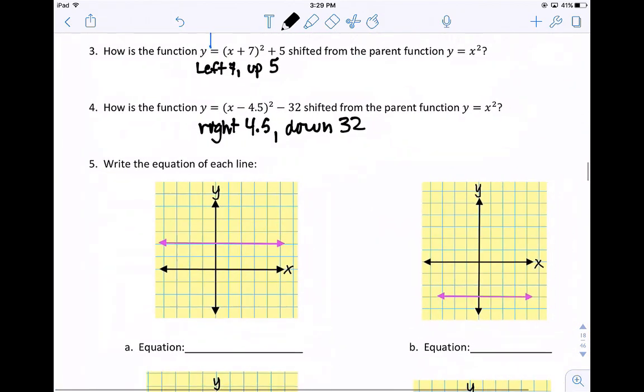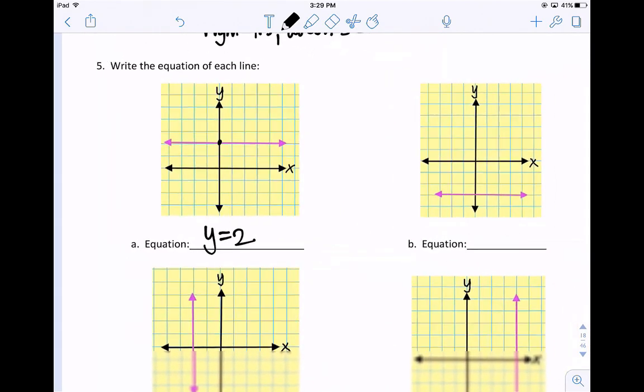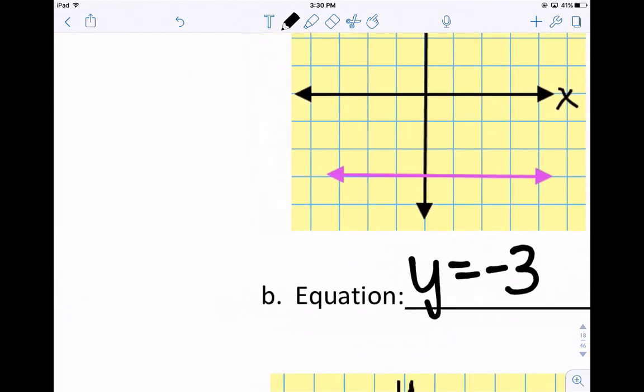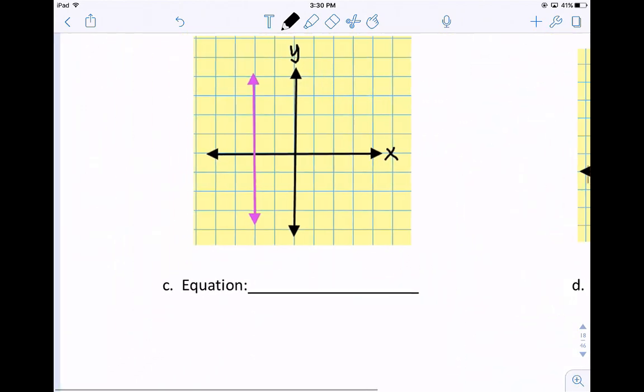Write the equation of each line. This one right here, the y-intercept is 2, the slope is 0. So this equation is y equals 2. All along that line, y is 2. For part B, our equation would be y equals negative 3. The y-intercept is negative 3 and the slope is 0. It's flat.